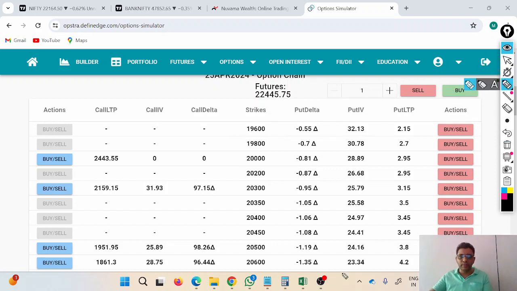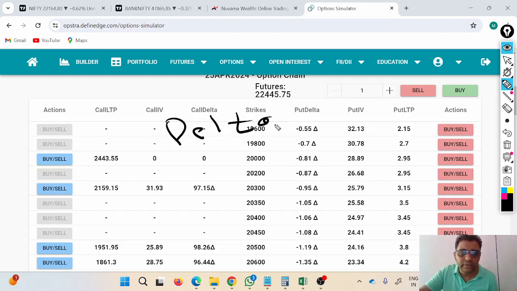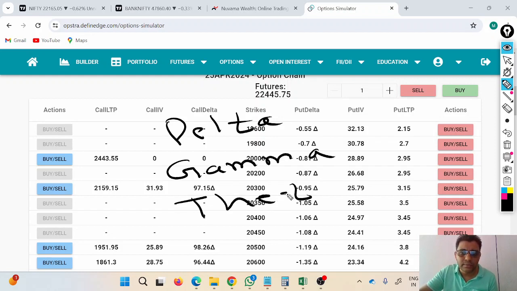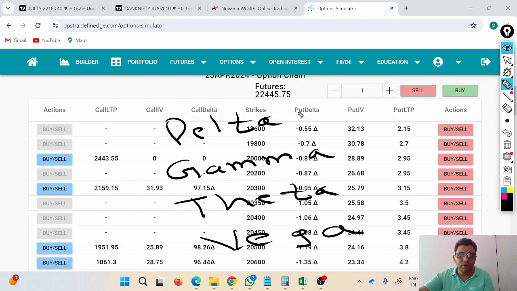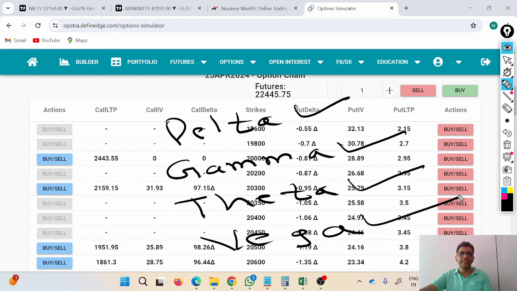The option Greeks which impact strategies mostly are delta, then gamma, then theta, and then vega. These are the four most important option Greeks which are used for the formation of an option strategy. And all these things we have covered in great depth in our earlier sessions.